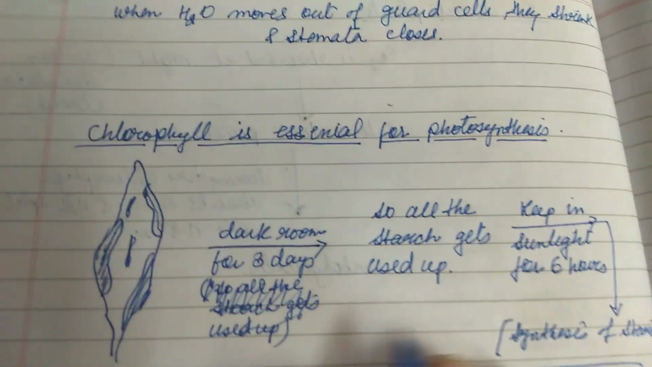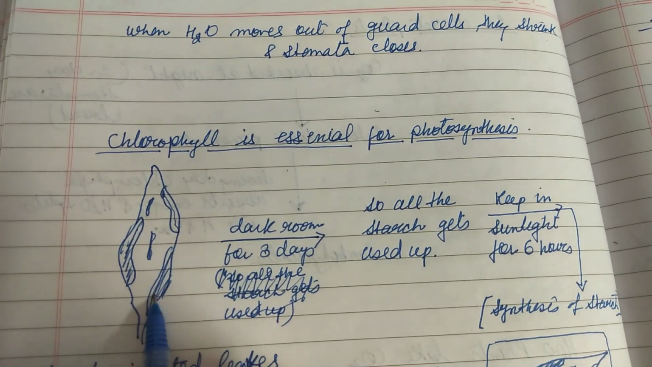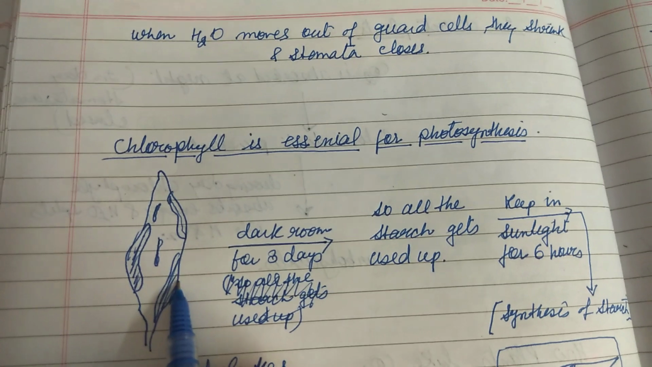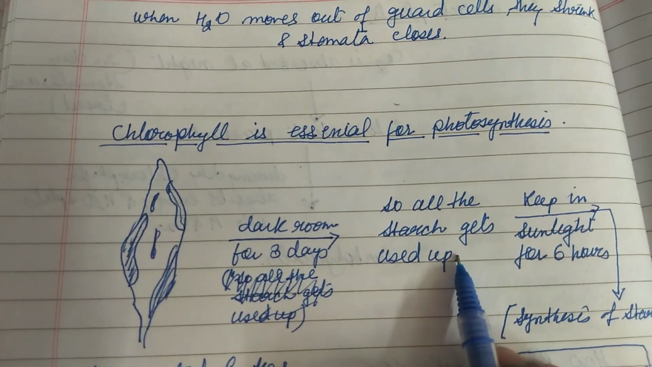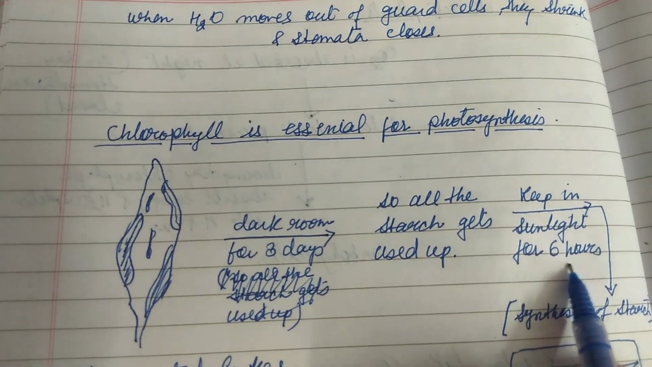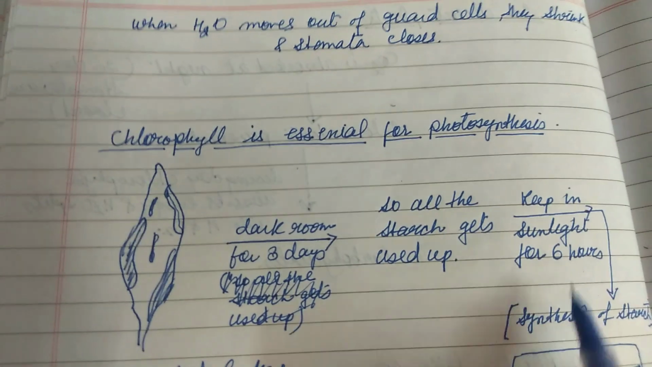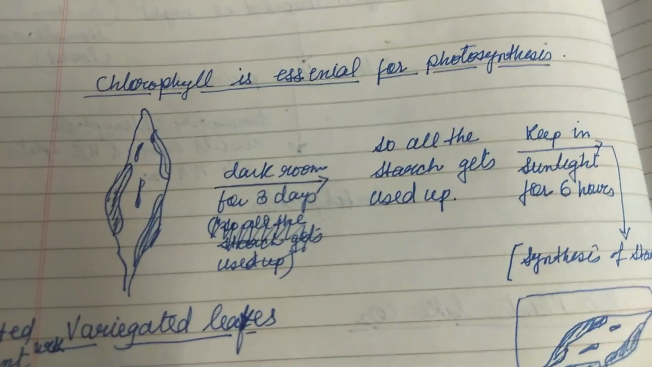So we have taken a variegated leaf, meaning it is dark at some places and pale at other places. See? Now we have kept it in the dark so that all starch is used up. Now we'll keep it in sunlight for almost 6 hours. And what will happen now? The synthesis of starch. We have to check where this starch is present.